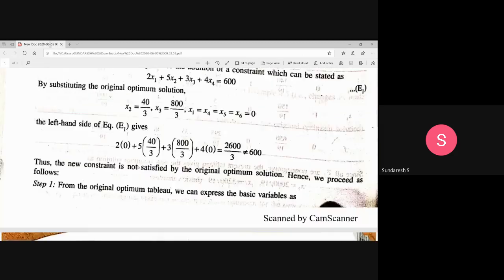Please remember that. Now equation E1 is there, which we are going to express in this way. We will write it as 2x1 plus 5 times the expression for x2, plus 3 times the expression for x3, plus 4x4 is equal to 600. Got it? So now we will get E2.